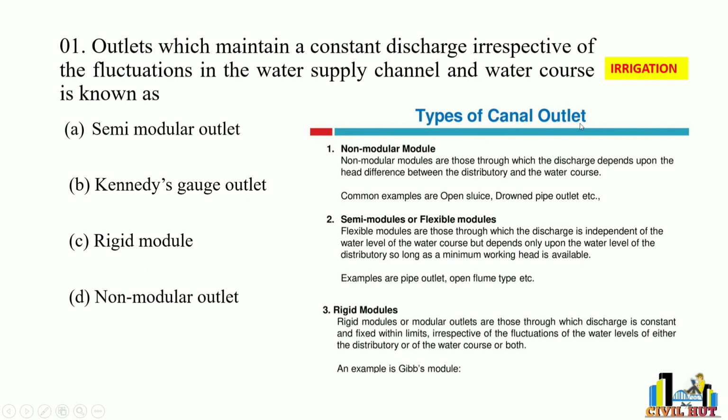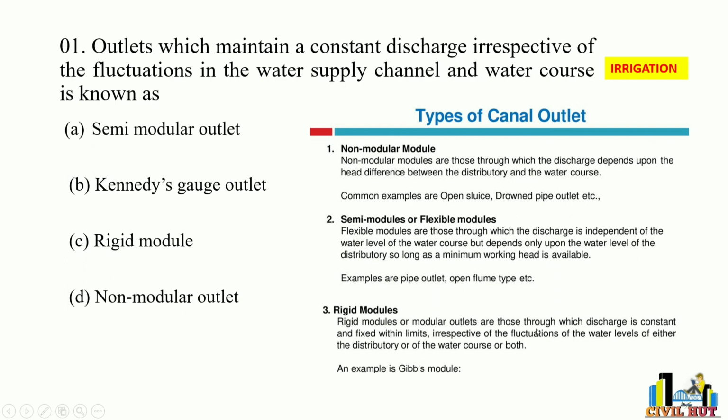The types of canal outlets are: non-modular outlet, semi-modular or flexible modular, and rigid modules. In the non-modular outlet, the discharge depends upon the head difference between the distributary channel and the water course. In the semi-module, the discharge is independent of the water level of the water course but dependent on the distributary.